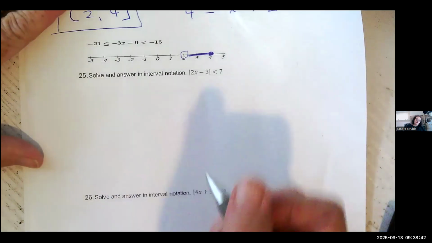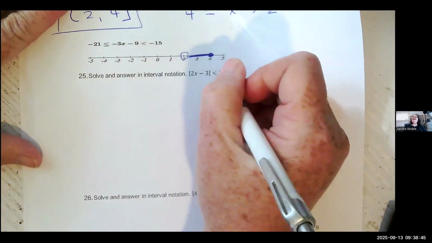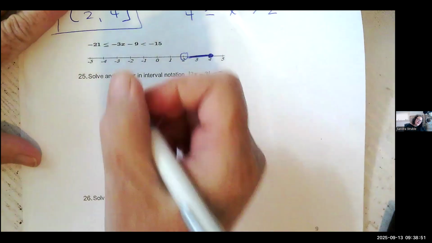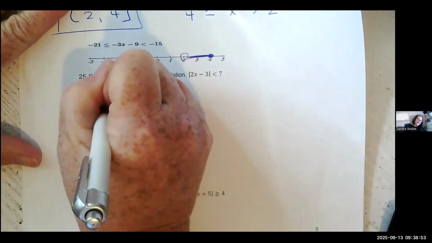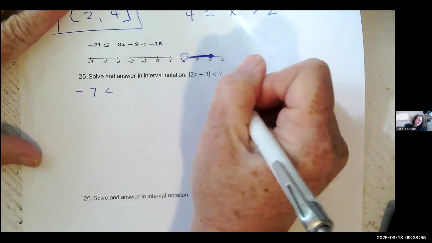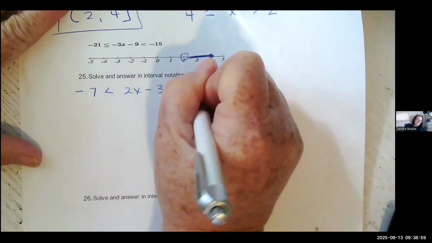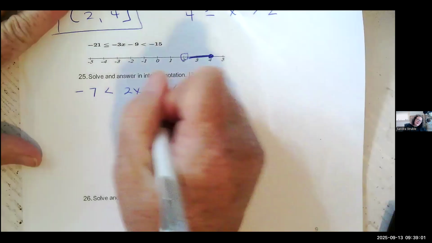All right, solve and answer in interval notation. When you have an absolute value less than 7, you set these all up exactly the same. When the absolute value is less than, that means you're going to have negative 7 is less than whatever that inequality is, 2x minus 3, is less than 7. Okay, and then solve for x.